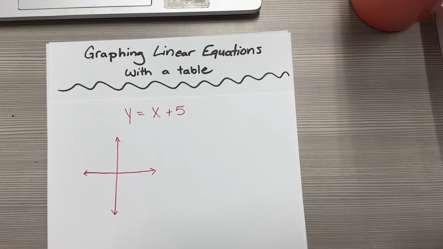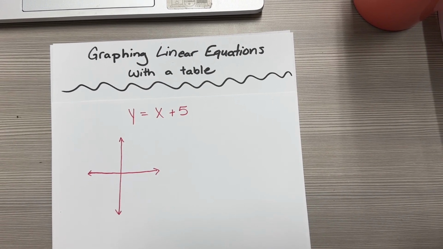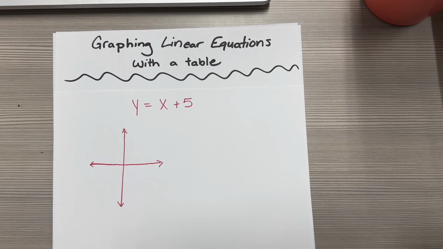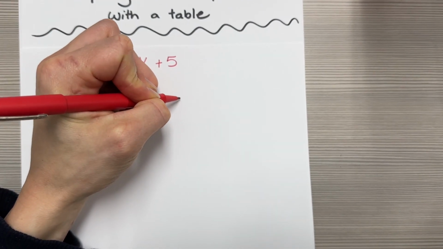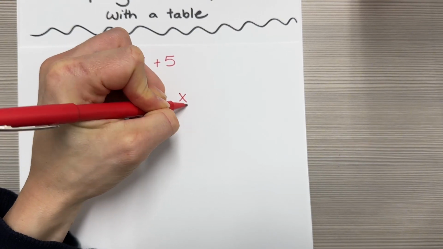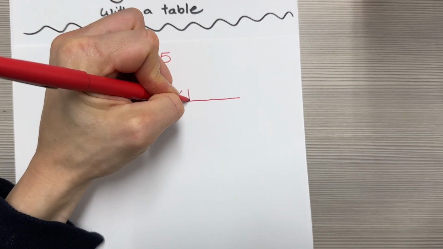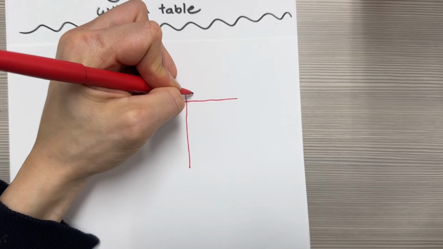Today we're going to learn how to graph linear equations using a table of values. So first we were given a function, and to the side here we're going to create a function table. So I'm just going to go ahead and do an x, draw a line, then I'll write my function.